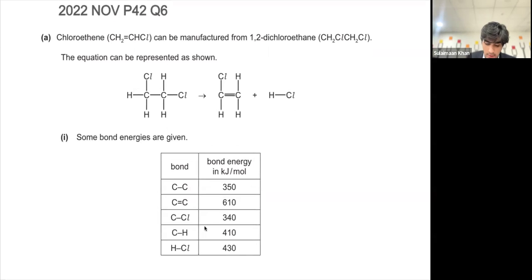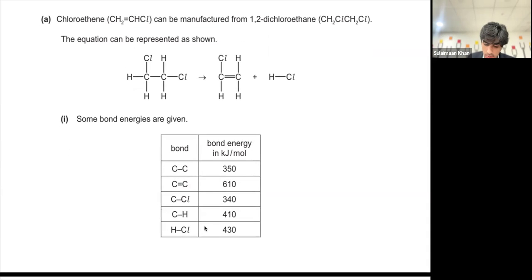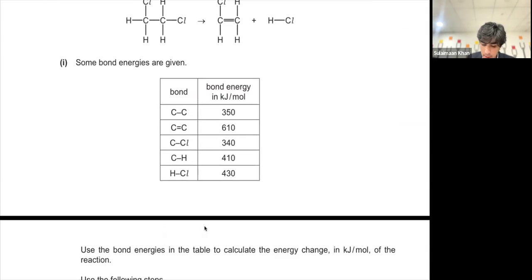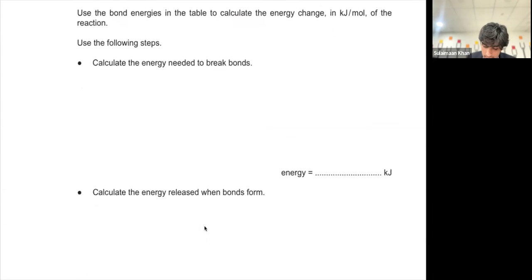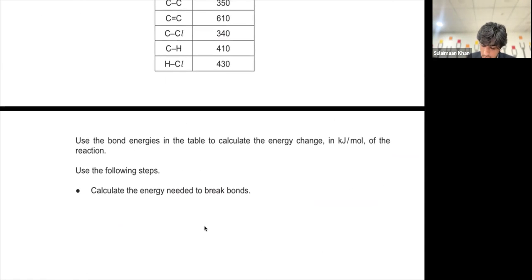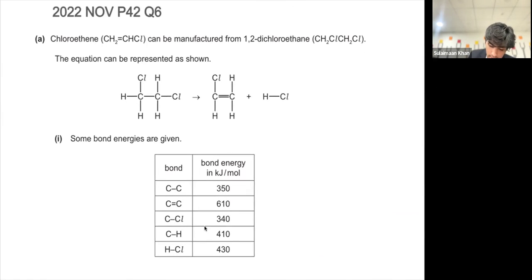Okay. So chloroethene can be manufactured from 1 to blah blah blah. The equation shows whatever is written here. We know how to calculate the enthalpy change. So it says calculate the enthalpy change. This bond is going to break. This bond is going to break. This bond is going to break. This bond is going to break.